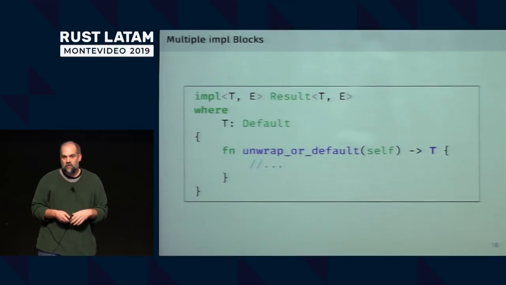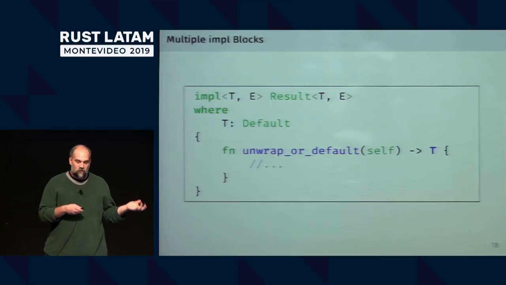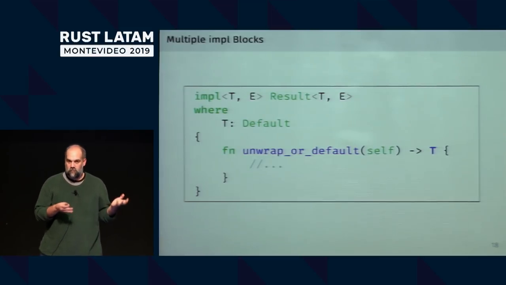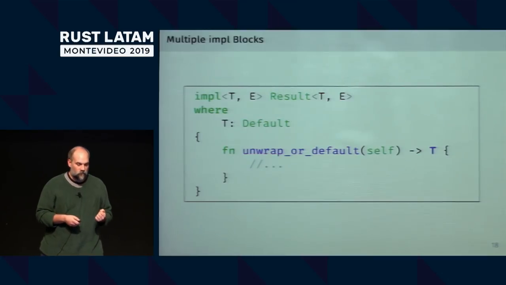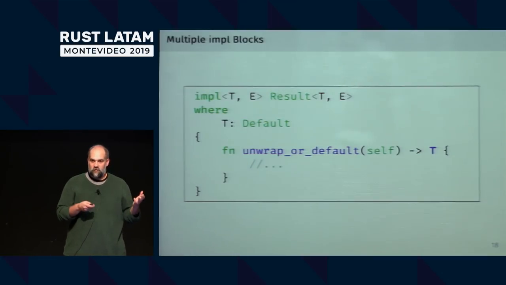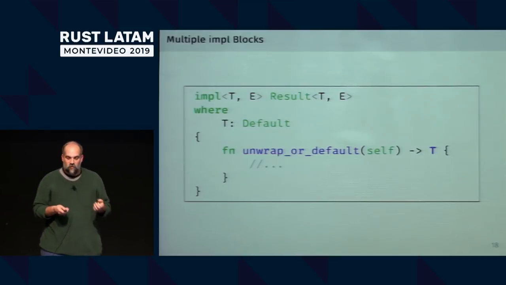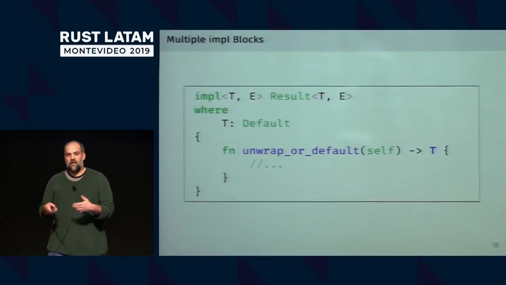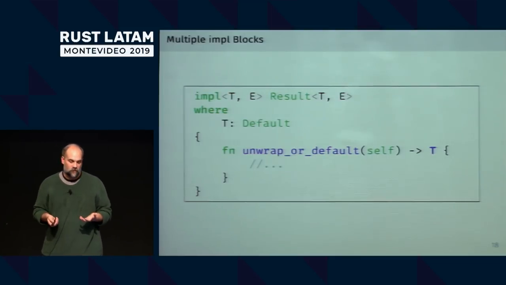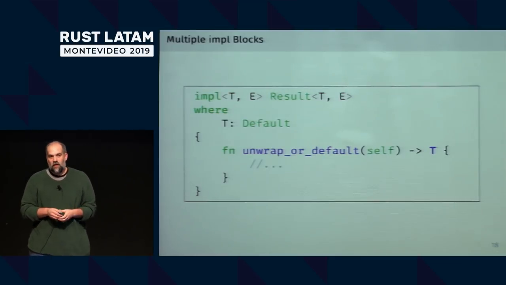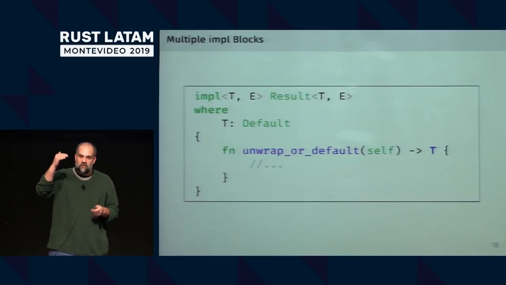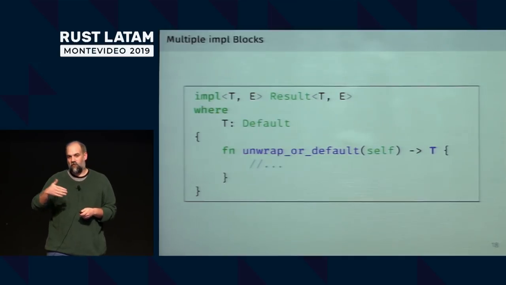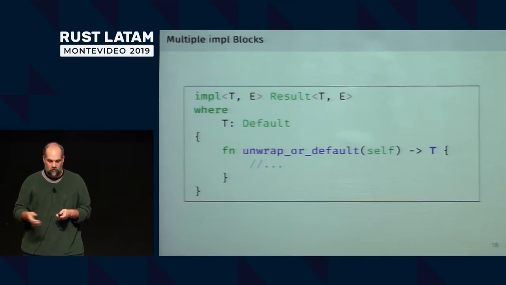The other way around, there are implementations for if T, the value when everything worked, implements Default, so it has a default value, Result gains a function that's called unwrap_or_default, which doesn't panic, but instead, in case of an error, gives me the default value back. So we are gradually constraining the Result type more, and the more we know about it, the more functions get unlocked on it.